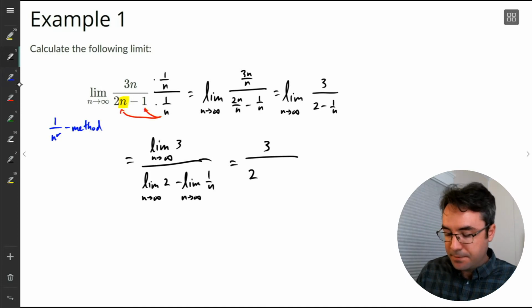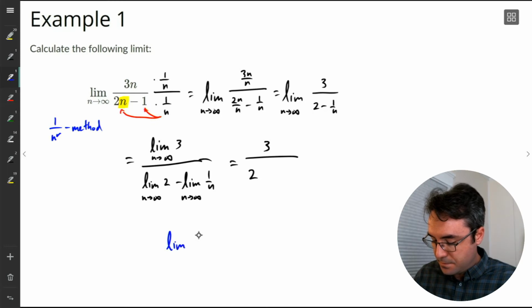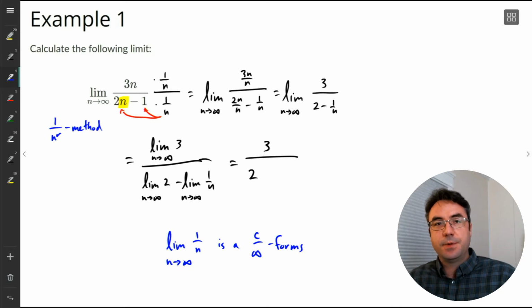Well, this is one of our c over infinity forms. So we know that when we have a fraction and the denominator is getting really large positive and the numerator is staying constant or is approaching a constant, other than 0, well, even 0 would work. So when the numerator approaches a constant, but the denominator is getting really big positive, what happens to that fraction? It goes to 0.